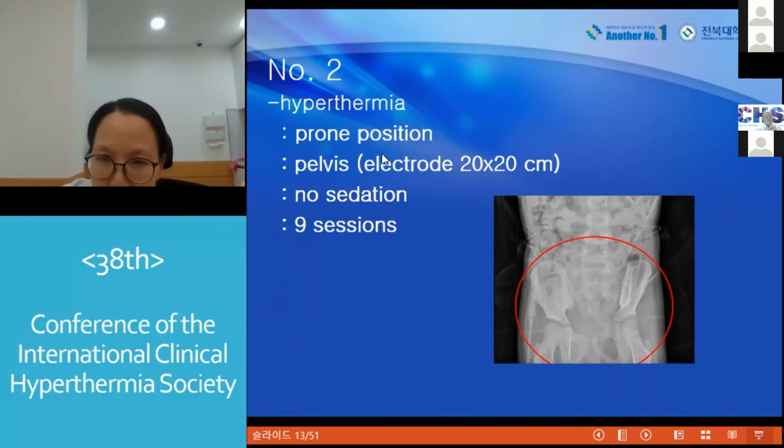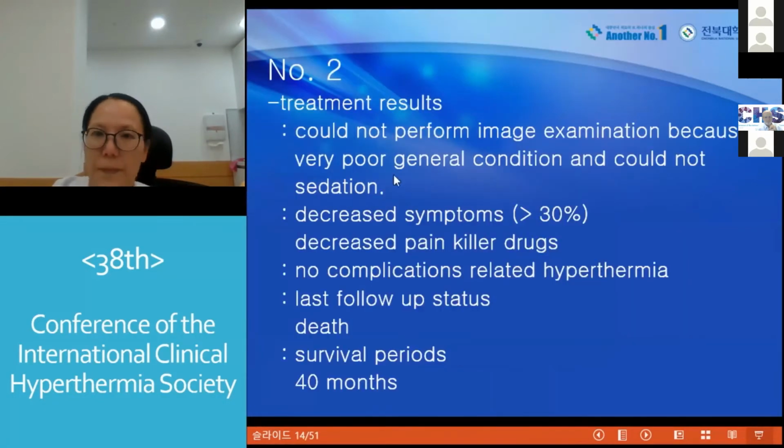Oncotherm was performed on the pelvis. She had no sedation. Oncotherm underwent 9 sessions. She could not undergo image examination because of very poor general condition and could not be sedated. But she had decreased symptoms by above 30% and decreased painkiller drug. She had no complications related to hyperthermia. Last follow-up state was death and survival period was 40 months.